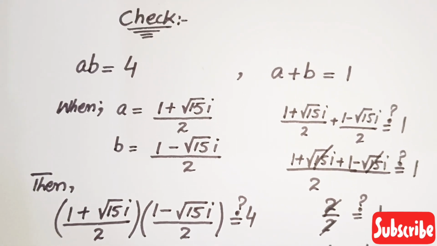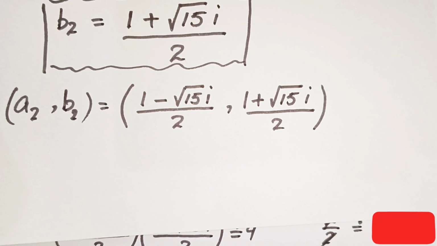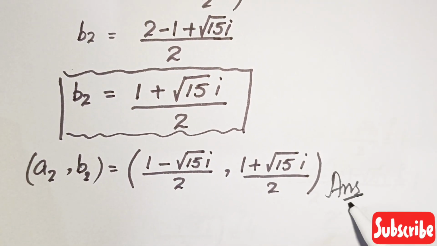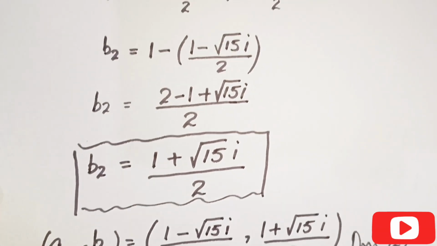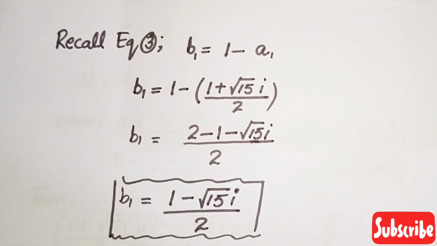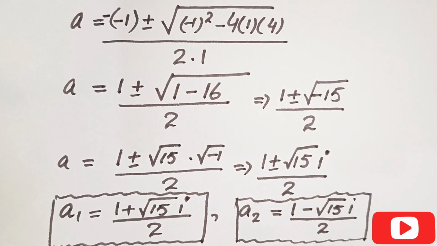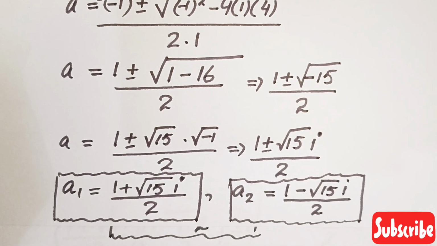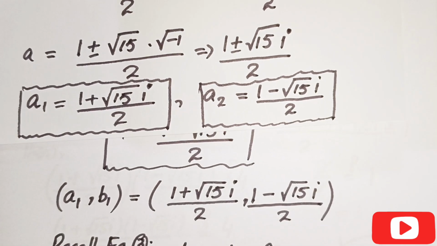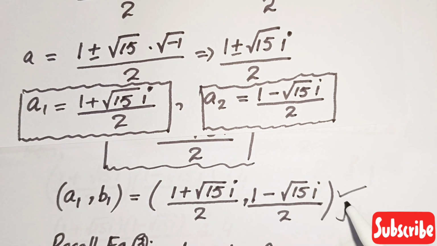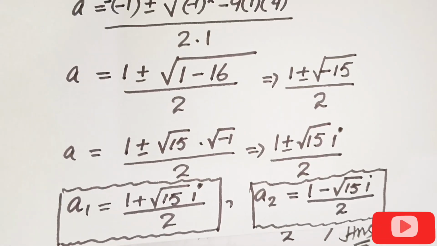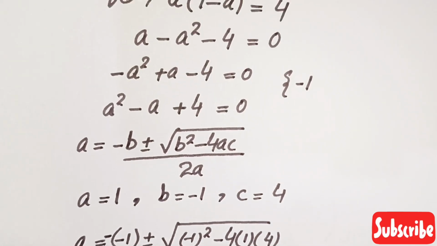So here our answer is the values of a and b. It is answer number 2. And here are all the steps that we have solved. Our answer 1 is the values of a1 and b1. So it is our answer 1. Now we have checked our entire solution step by step.